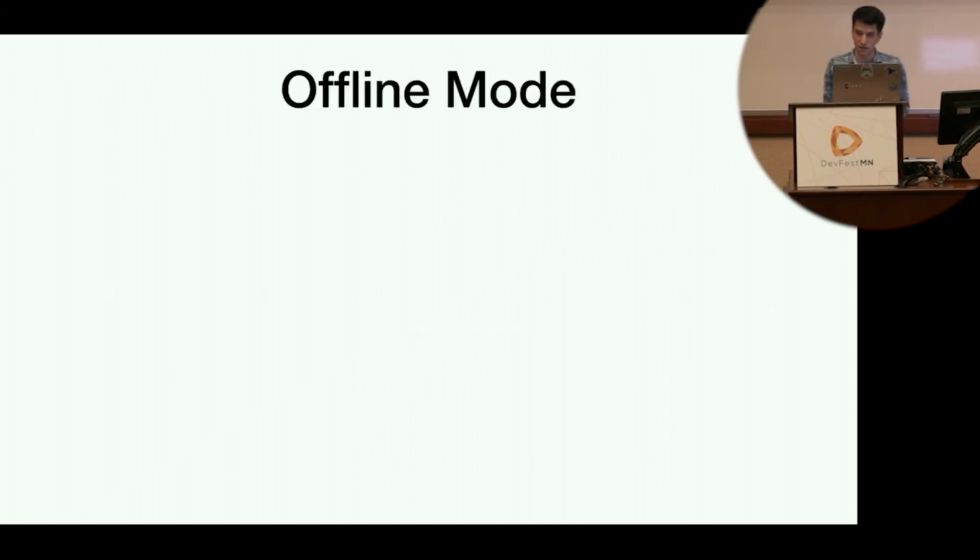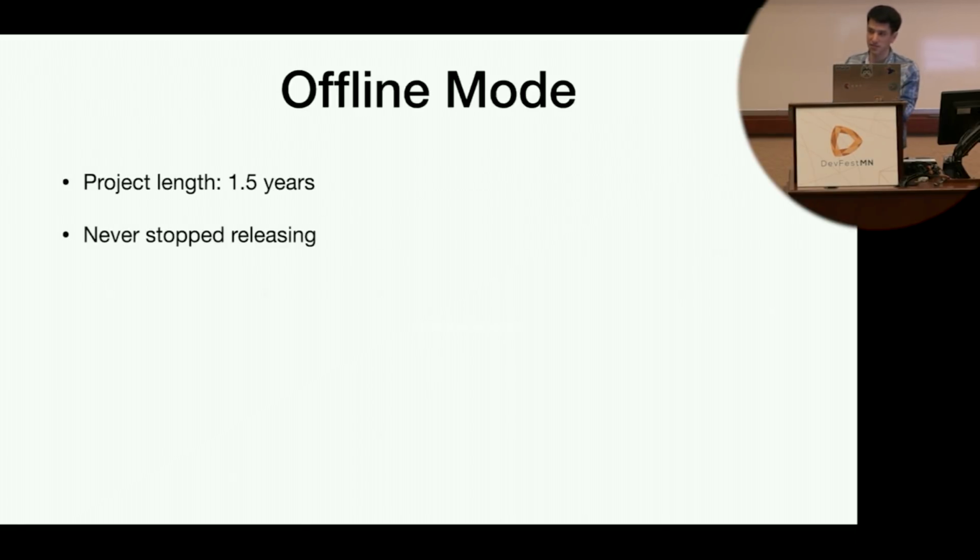So offline mode, how did we do? The project itself took about 1.5 years. In that time, we never stopped releasing. We really had minimal UI changes. Basically we never changed the UI component. The UI changes we made were essentially around things that were helping out offline mode. Like we made these sync indicators that show you when things haven't been synced to the server yet. But that was like the biggest UI change. Almost everything else we were able to keep just as it was.